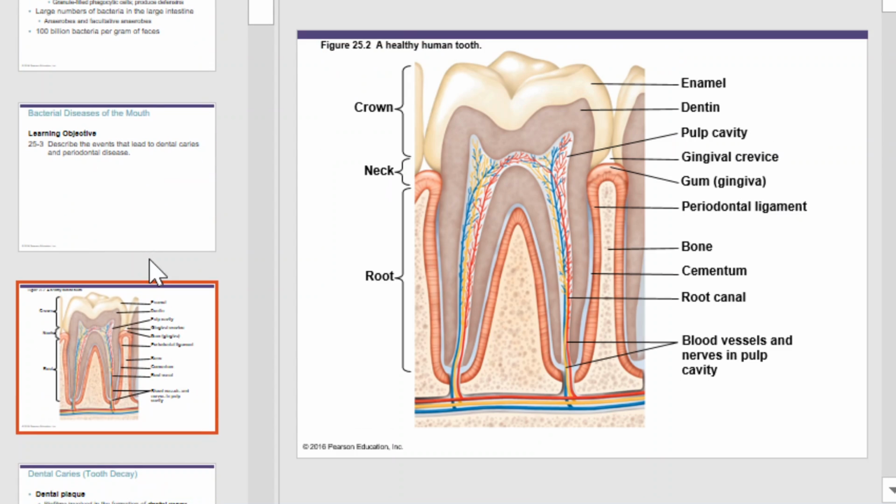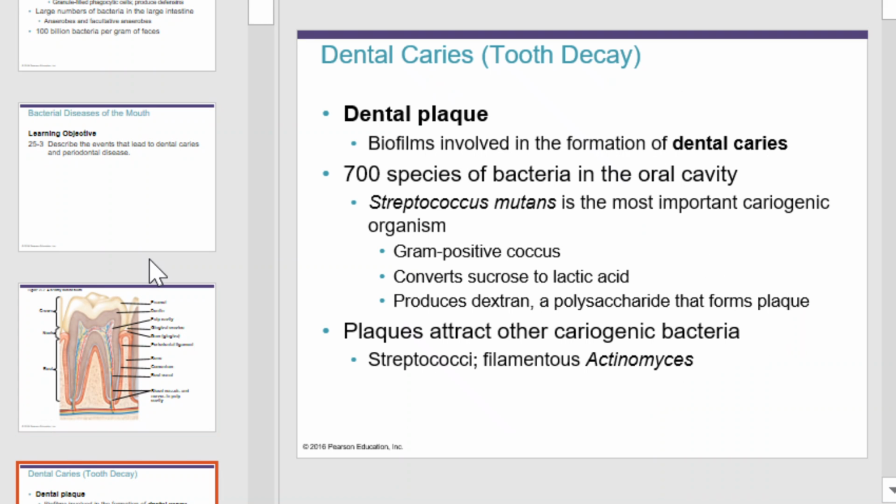Diseases of the mouth. To explore diseases of the mouth, one must first examine the teeth and gums. This is a typical cross-sectional diagram of the average tooth for a human. Dental caries, or tooth decay, more commonly referred to as cavities, are formed as a result of dental plaque growing on teeth. Dental plaque is formed as biofilms grow on and around your teeth.